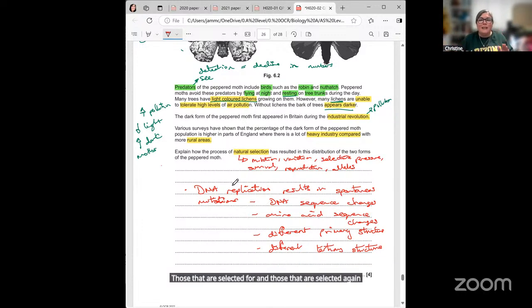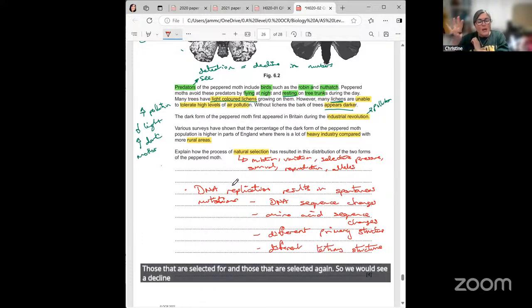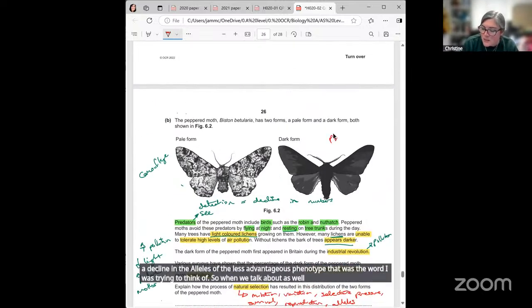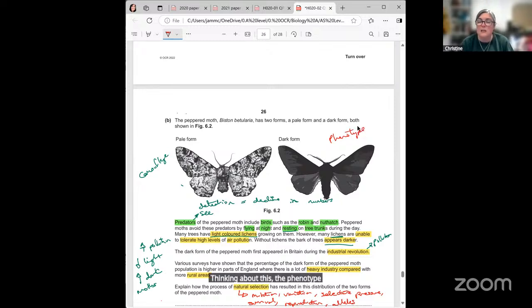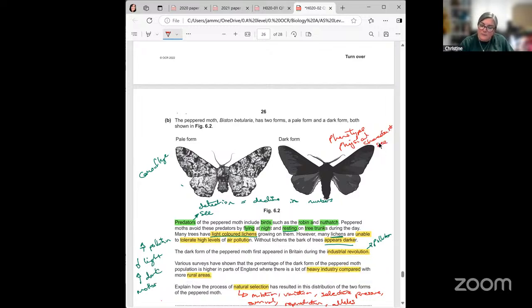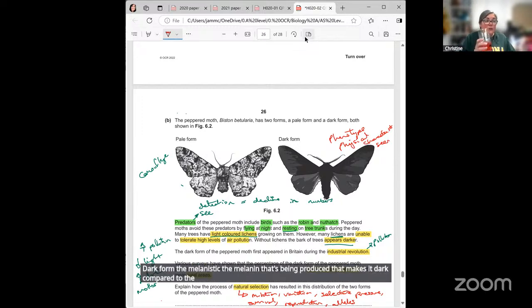So we would see a decline in the alleles of the less advantageous phenotype. That was the word I was trying to think of. So when we talk about this, the phenotype, for those of you who are year 13, is the physical characteristics that would be seen. So therefore, the dark form, the melanistic, the melanin that's being produced that makes it dark, compared to the one which has less, which is the pale form.